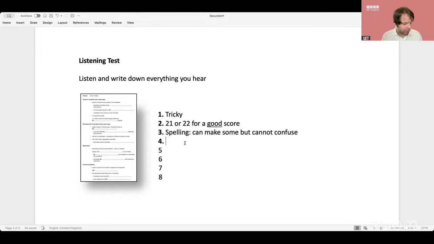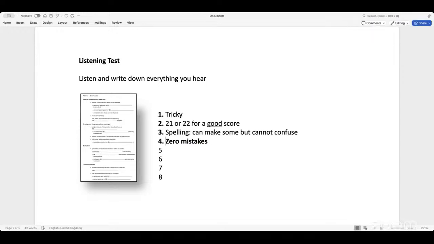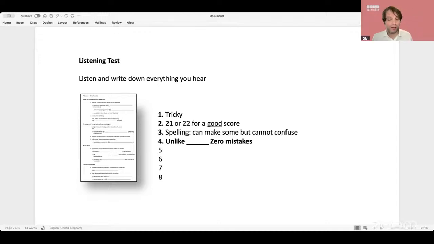Mariana, what was number 4? You said 0 mistakes? What did I say? What do you mean 0 mistakes? I think I did say 0 mistakes actually, yeah. But for what? I said unlike. Don't tell her, guys. Just give her a chance. Any ideas? You didn't get it?